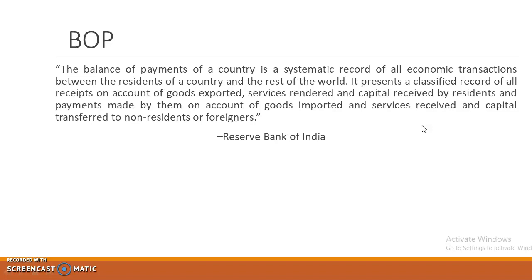This statement records all transactions relating to the goods exported, goods imported from other countries, services provided to other nations, and services received from other nations, then capital given to foreigners, and capital received by the residents. All these transactions come under one statement. That statement is known as balance of payment statement. So this statement shows the income and expenditures of our nation in terms of international transactions.